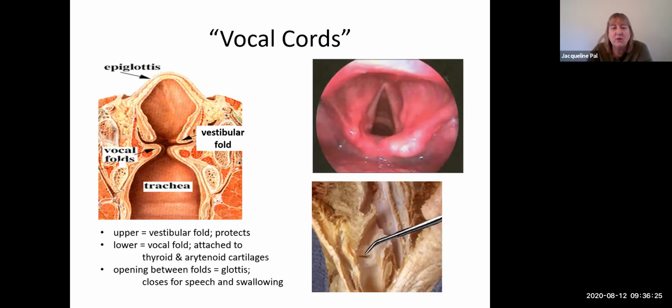Now the opening between the folds is called the glottis, and that's why that big elastic cartilage is called the epiglottis, because it's above the glottis, okay? And at times when you're talking and swallowing, this opening, which you see in this particular picture, will close.